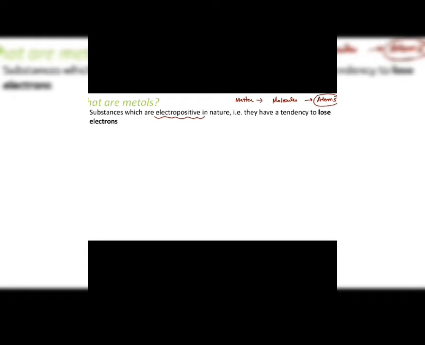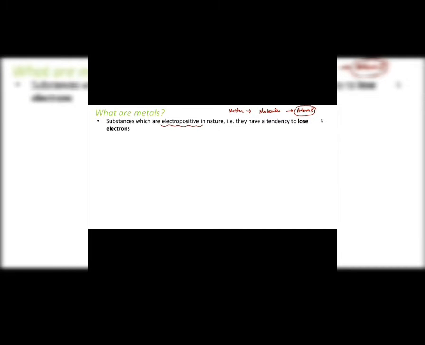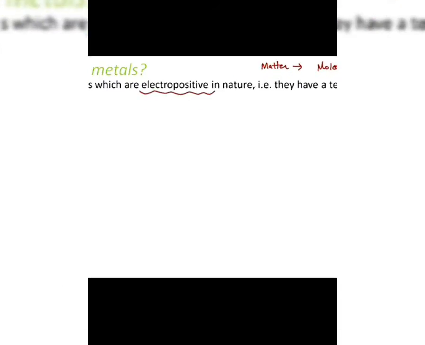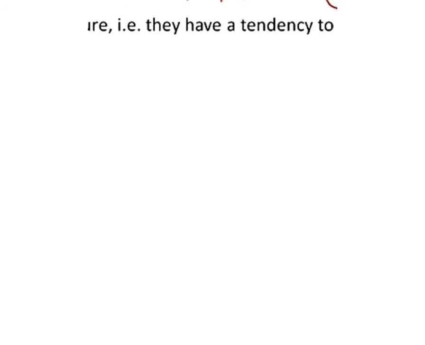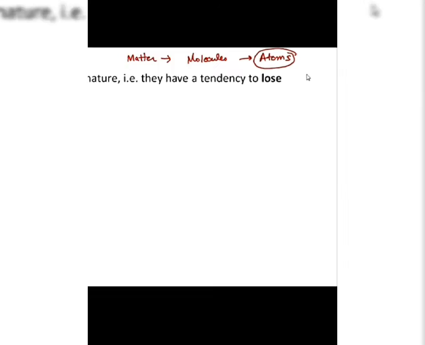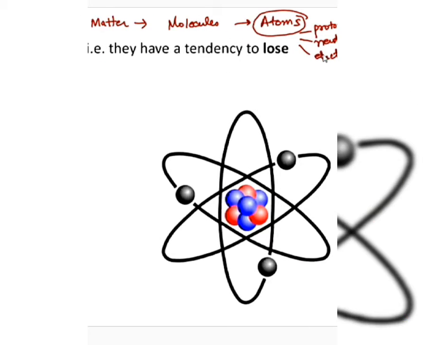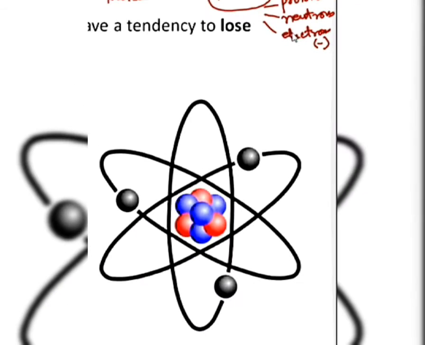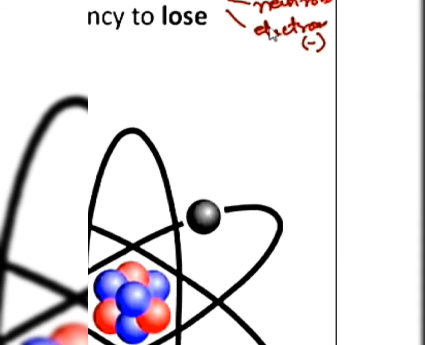Now what do I mean by electropositive? I'll explain. These metals always have a tendency to lose electrons. Now do you know about electrons, protons and neutrons? Whatever object we see around us is matter, and matter is made up of molecules, and a molecule is made up of atoms. Inside the atom we have three types of particles: electrons, protons and neutrons. Protons are positively charged, electrons are negatively charged, and neutrons are neutral, they have no charge.